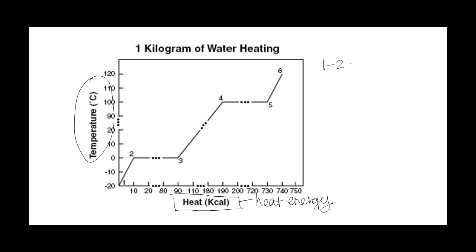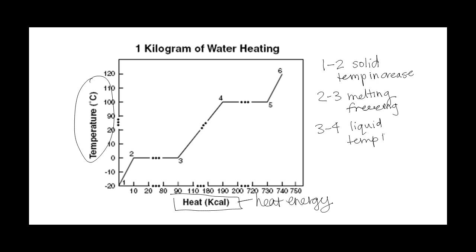So from 1 to 2, that's where you have a solid. And what's happening is you have a temperature increase. From 2 to 3, you have melting. Or if you're going in the opposite direction, you have freezing. And 3 to 4 is your liquid. And you have a temperature increase again. And 4 to 5 is evaporation or condensation. No temperature increase. And 5 to 6 is where your gas happens. Okay, so that's that labeled.